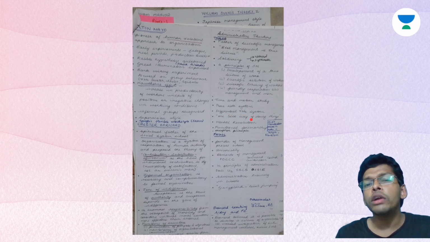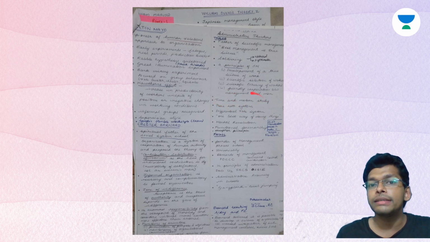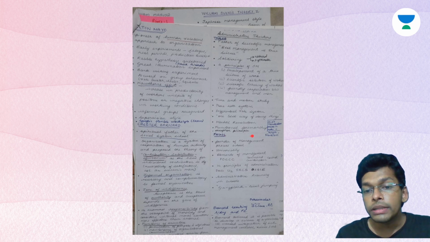He wanted to find the one best way of doing things through this time and motion study and piece rate system. He also told about mental revolution. He also told about functional foremanship. He also told about the exclusion principle.